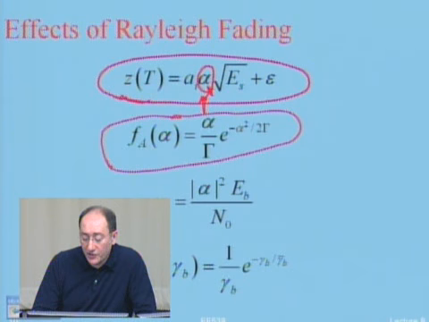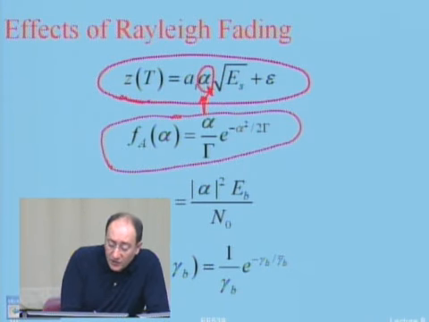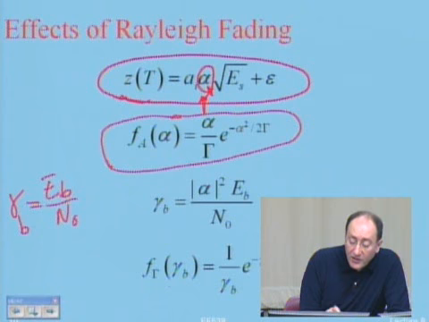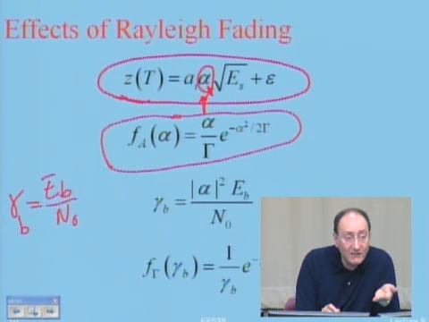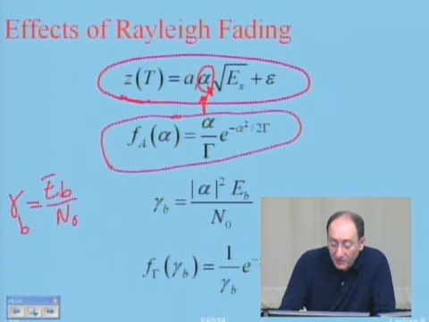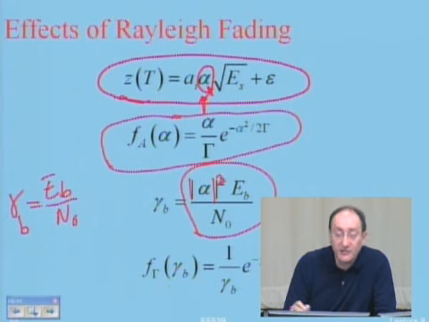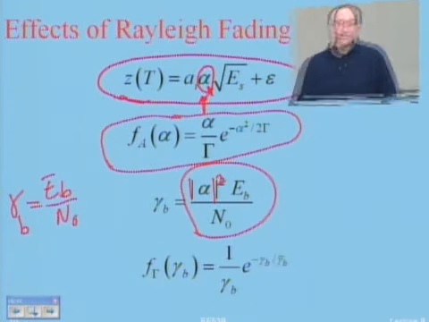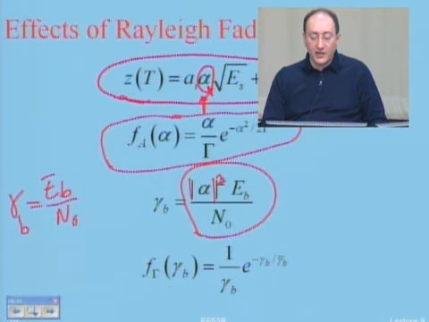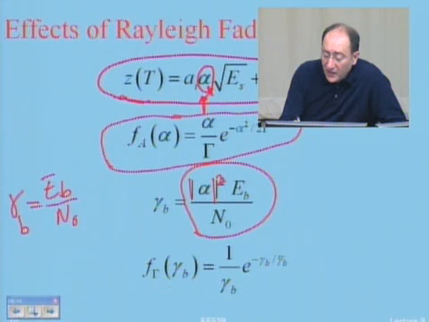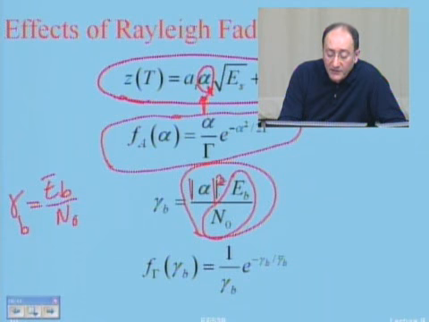How about now the signal to noise ratio? What was my signal to noise ratio before? It was EB over N0. Now I have multiplied all my amplitude by alpha. If I multiply the amplitude by alpha, what will happen to the energy? It would be multiplied by the magnitude of alpha squared. So my instantaneous signal to noise ratio is this thing. Do you follow that? Okay? So my instantaneous signal to noise ratio is the old signal to noise ratio multiplied with what? Multiplied with alpha squared.